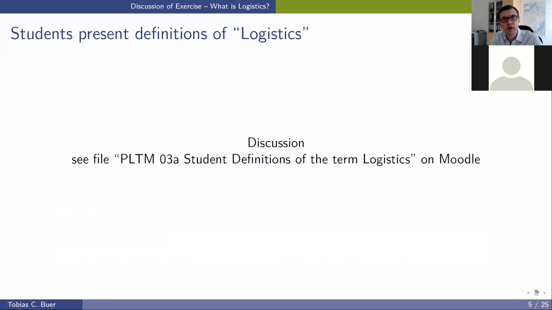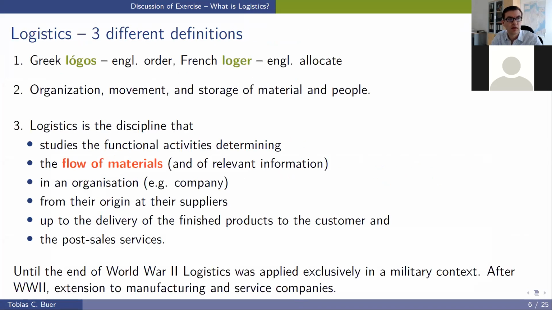I uploaded your definitions to Moodle, so you can see what other students wrote. They are anonymous, but you can see what other students wrote about this. Though I want to present you 3 definitions for the term logistics.